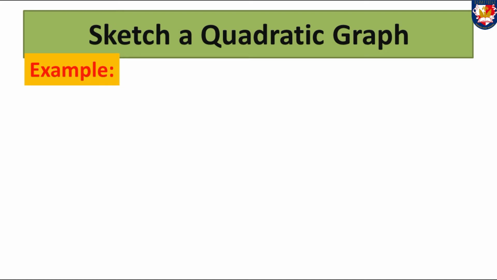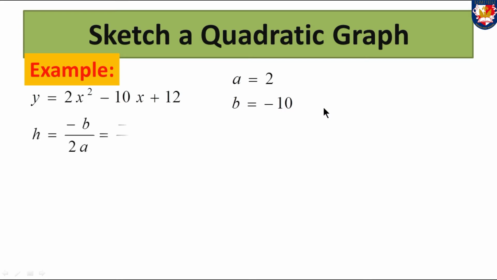So let's jump to the example. Sketch a quadratic graph. The equation is y equals 2x squared minus 10x plus 12. From this equation, we know that the value of a equals 2 and the value of b equals negative 10. So first step, we need to find the value of h. The formula is h equals negative b over 2a. We know that b equals negative 10, so negative b is negative of negative 10, over 2 times 2 because a equals 2. So it is equal to 5 over 2.